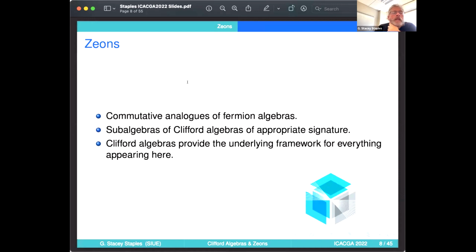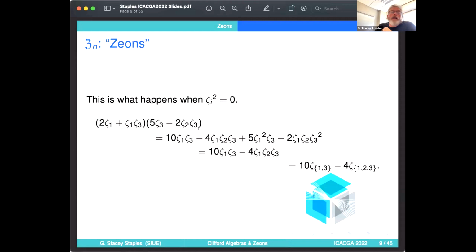But so these are commutative analogs of fermion algebras and subalgebras of Clifford algebras, of course. And Clifford algebras provide the, probably not underlying framework, maybe the overarching framework, but for everything here. And so it's very simple. If I just multiply some of these things out, basically anytime you see a square, it goes away. And so you have this sort of collapsing of terms.